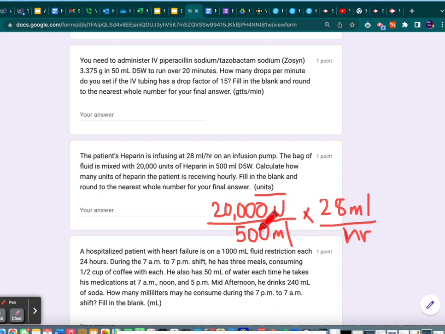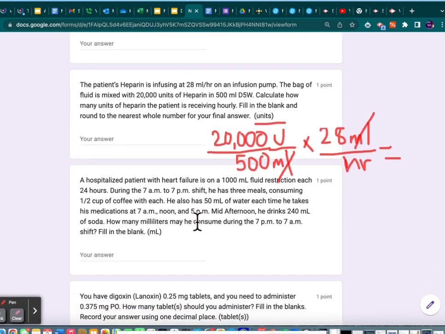So when we're done with the math here, we're going to be able to cancel out those mils, and end up with something that will be an answer in units per hour. Okay. All right. So that will get you there.